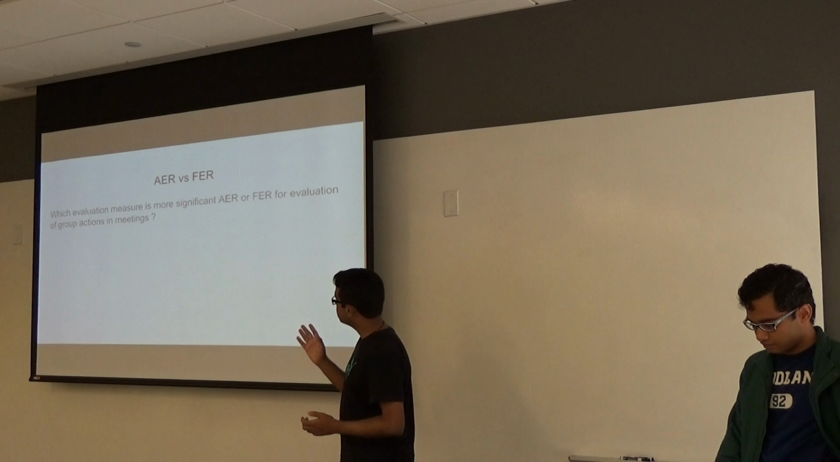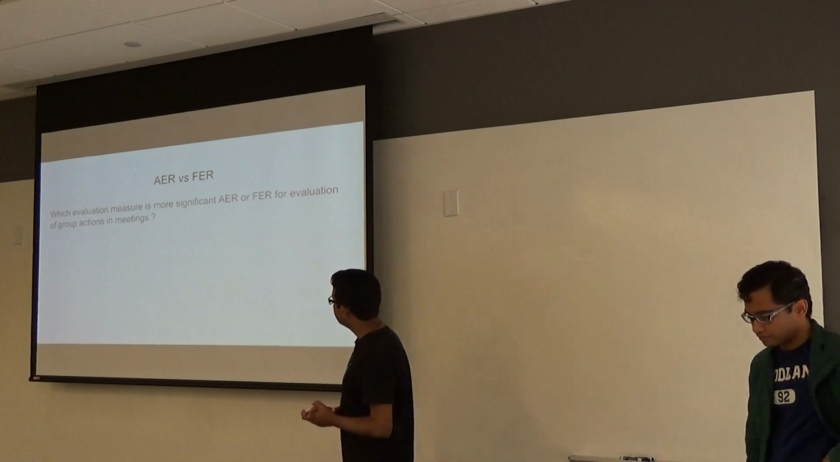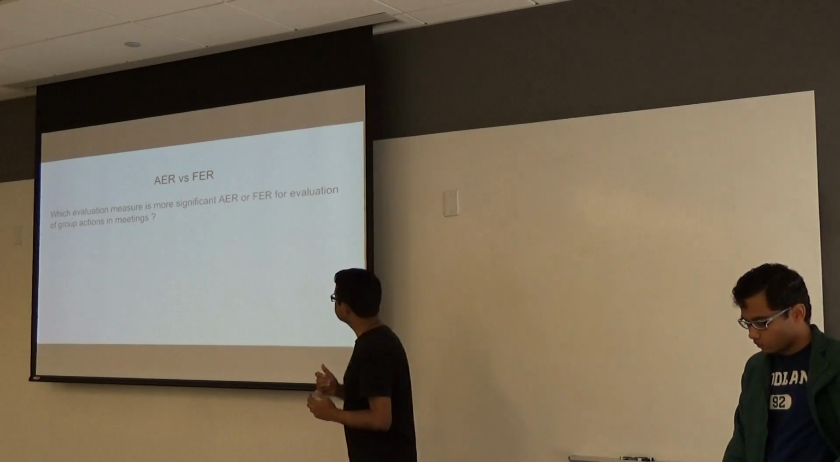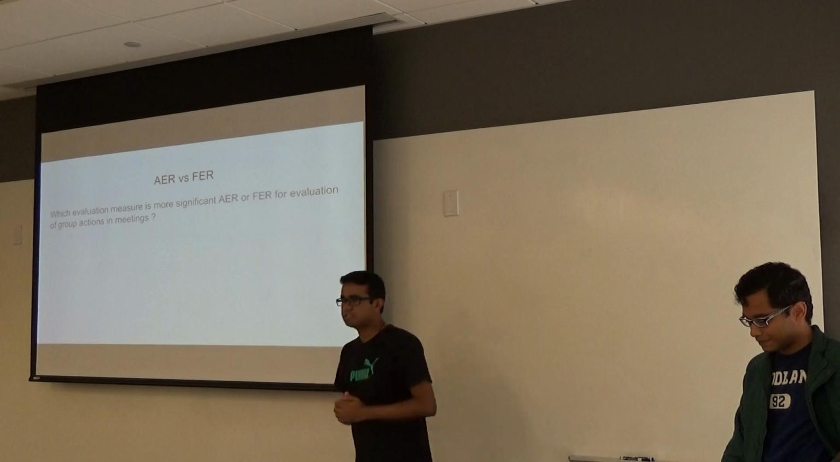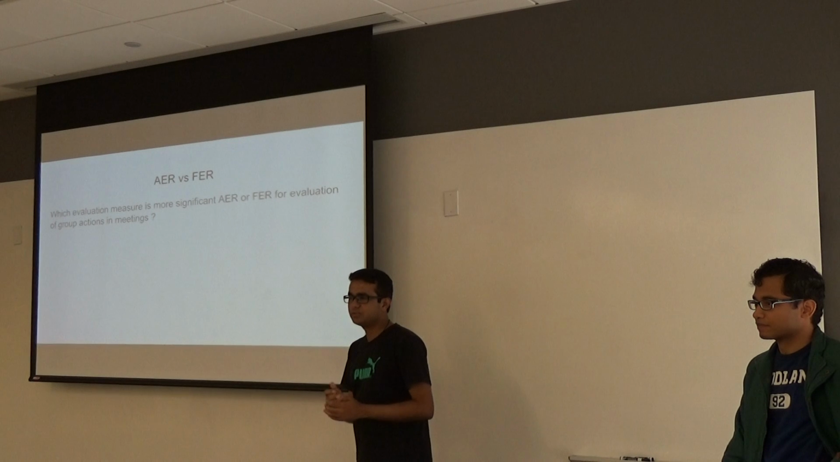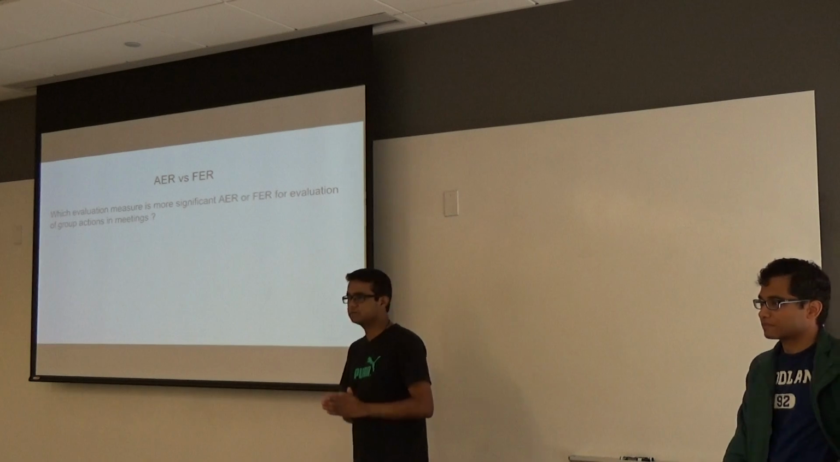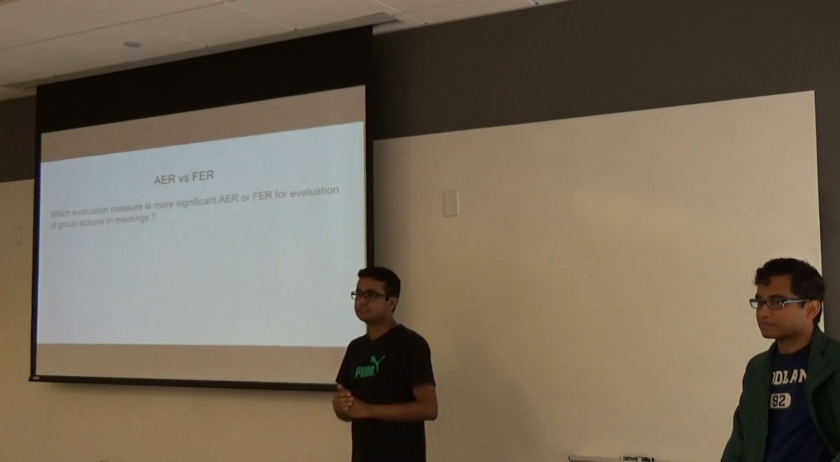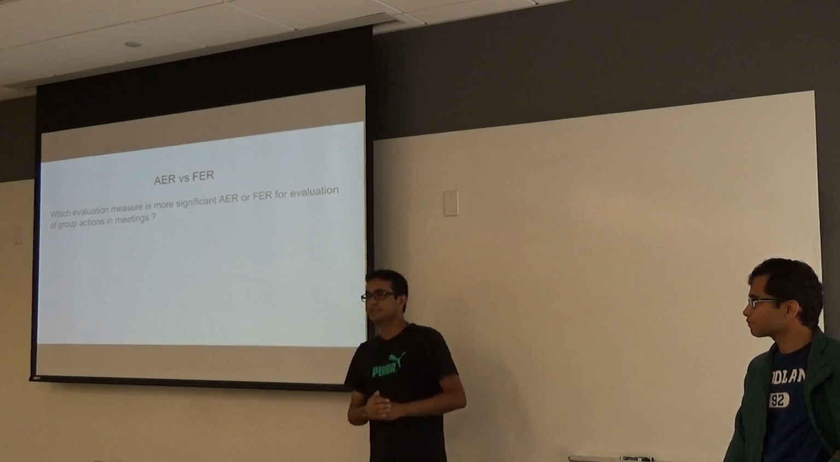So based on these two metrics, which of these do you think is the most significant for evaluation of group actions in meetings, the action error rate or the frame error rate? What do you guys think? I think it's probably action error rate. Yeah, you are right.